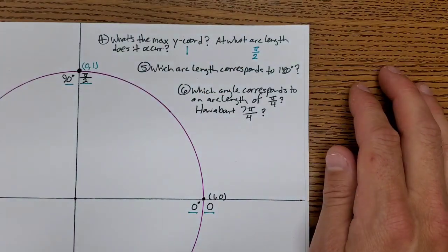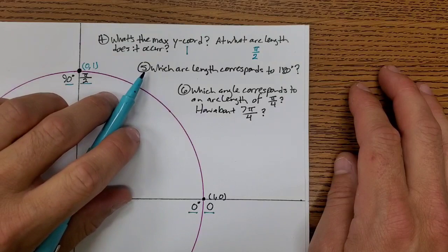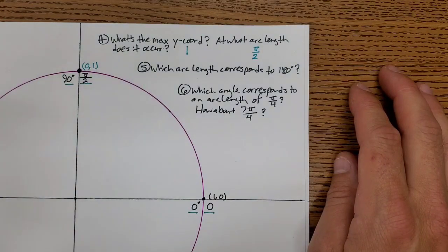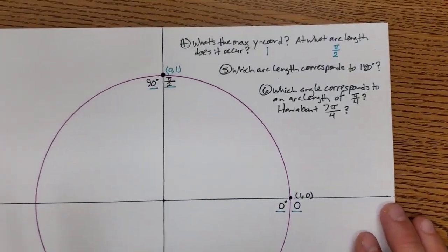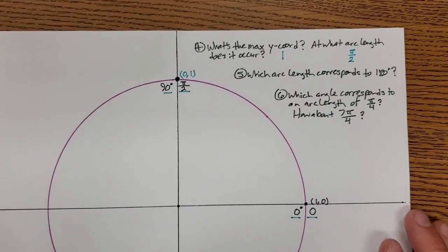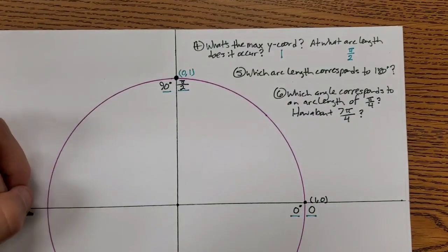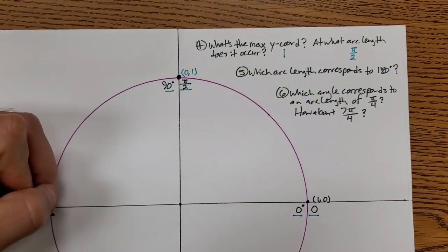Pi over 2. Which arc length corresponds to 180 degrees? Well, again, remember, don't forget this. We're thinking about it as a fraction of the whole thing, right? So let's scooch a little bit over here so I can include the whole circle. And right here is 180 degrees, right? So we'll label that guy here.